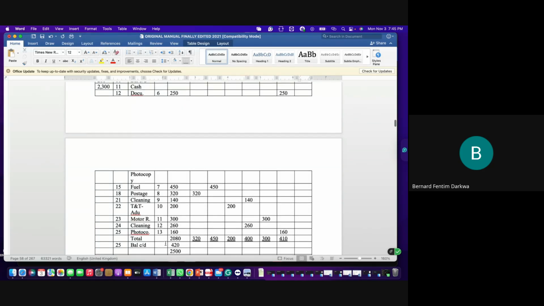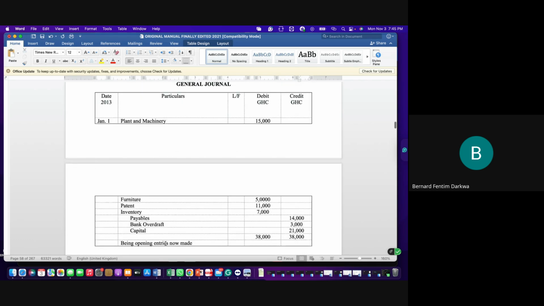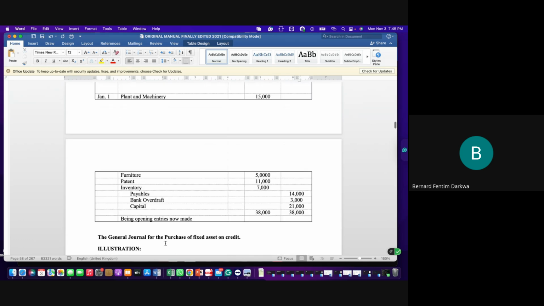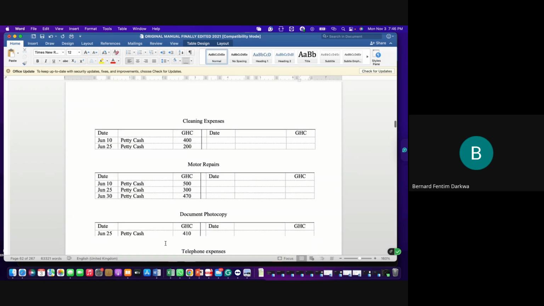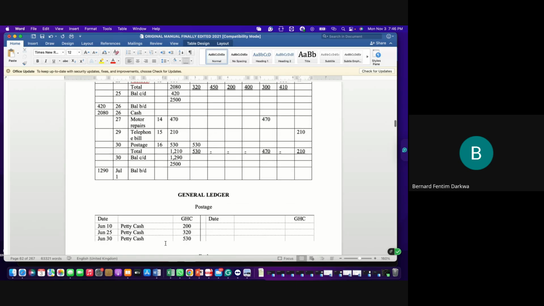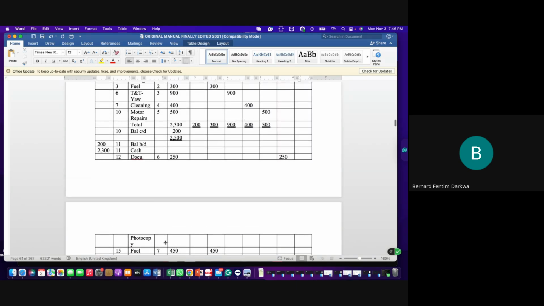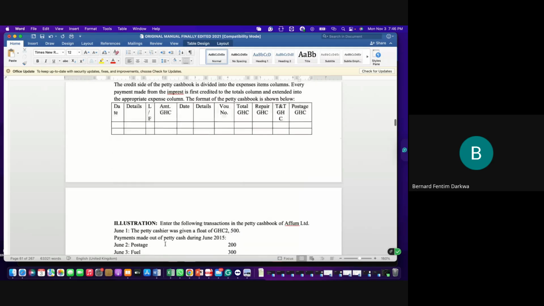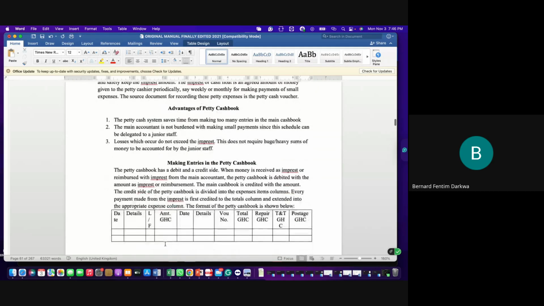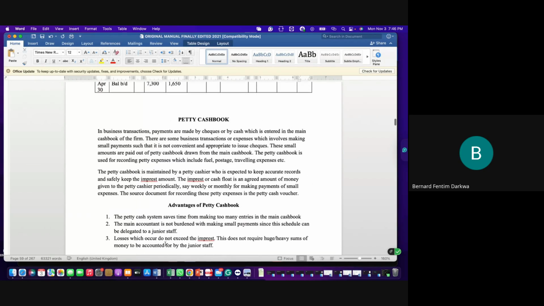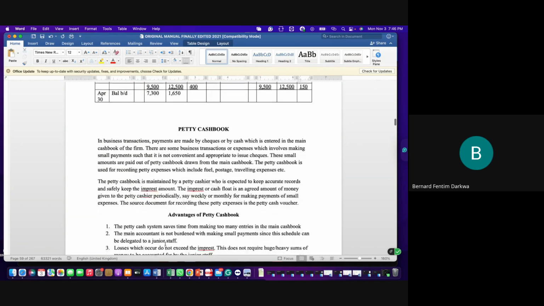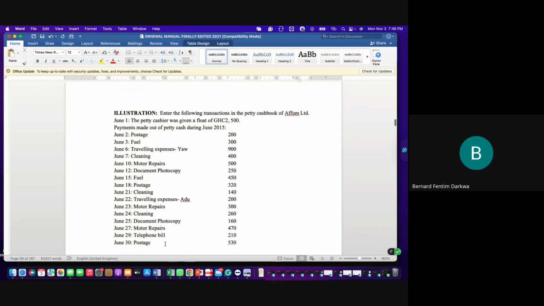Now let me introduce what you call petty cash. Petty cash is also different, but I'm just going to introduce you to this one because I know in the exams you will not do petty cash. But you need to understand how transactions are recorded in petty cash.